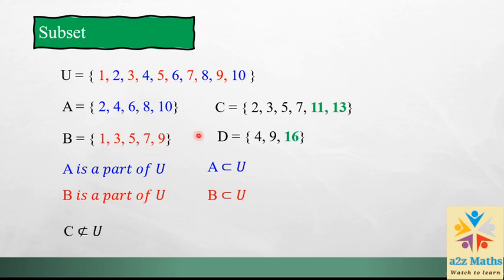Now look at set C. These 2, 3, 5, 7 are from the universal set U, but 11 and 13 are not present there. So set C is not completely part of set U, so it is not a subset of U. We use this symbol to represent this. Same is the case with D. D has 16, which is not part of U. So this is also not a subset of the universal set.